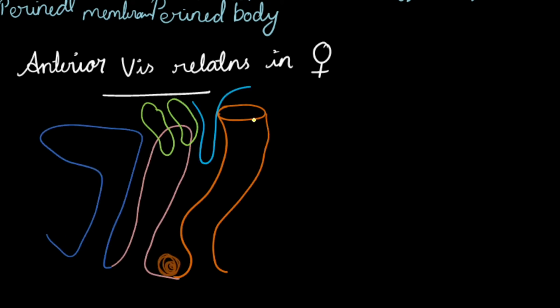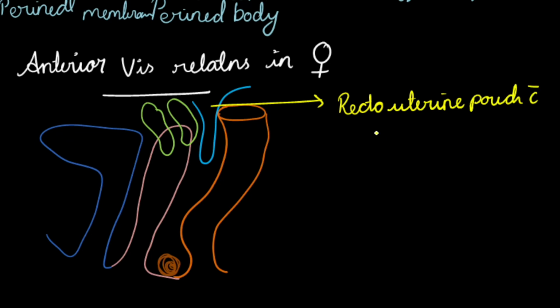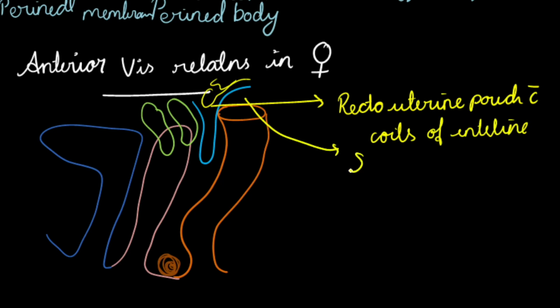So in case of anterior visceral relations in female, first the rectum is divided into upper two third and the lower one third. So in case of upper two third, you can see the peritoneal reflection, that is rectouterine pouch with coils of intestine. It would be present over here, coils of intestine. And then here comes the sigmoid colon.